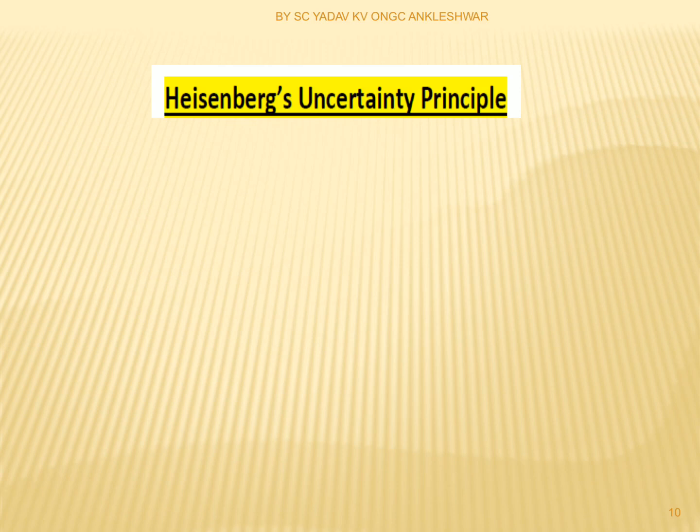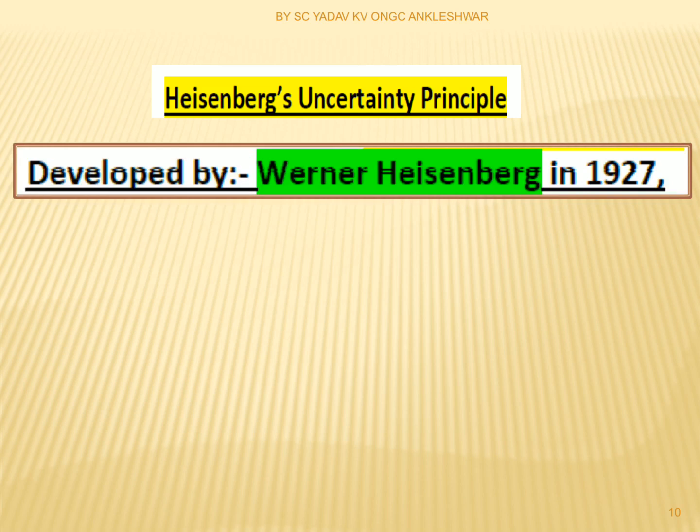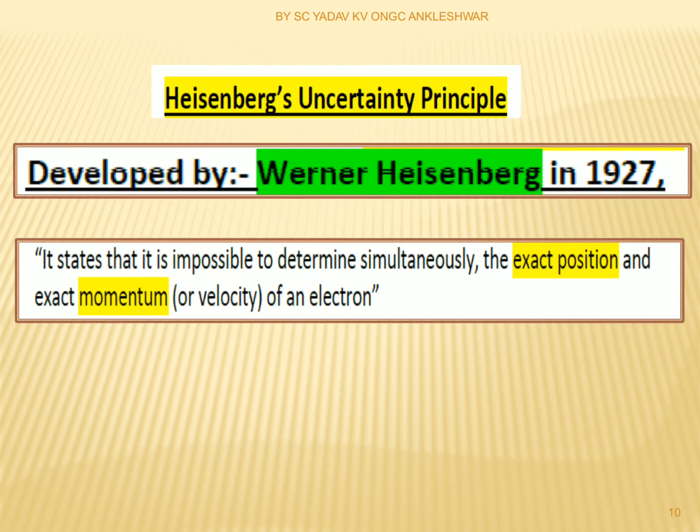My dear students, as the name suggests, Heisenberg, it was developed by a scientist whose name is Heisenberg. Absolutely right, and the name was Werner Heisenberg. In the year 1927, he stated that it is impossible to determine simultaneously the exact position and exact momentum. Momentum means velocity, because mass is fixed. The velocity of an electron is not fixed. So what is the conclusion from the Heisenberg uncertainty principle? It is not possible for us to determine them simultaneously. At the same time, we cannot determine the position as well as the velocity.